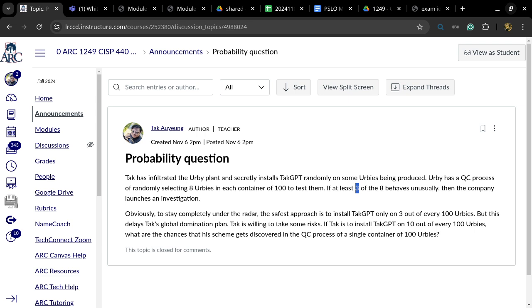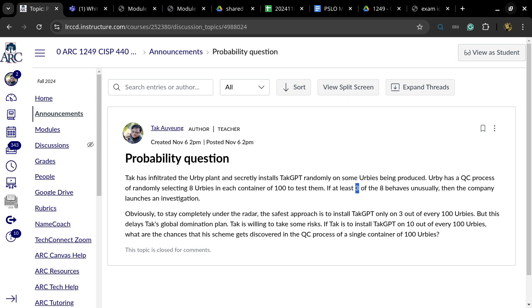So is that part understood? Okay, you have a box that has 100 things, of which we choose 8 for spot checking. If at least 3 of the 8 that we choose to spot check behave unexpectedly, then we say, okay, now we have to launch an investigation. Is that okay? All right.